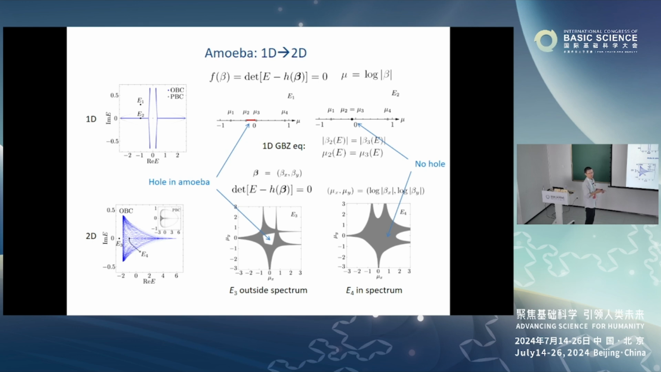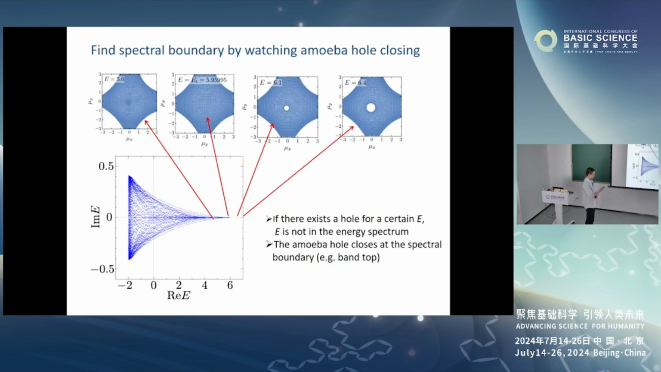It's not answered in this slide, but let's go ahead. And then let's show the application of this observation. This observation helps us to calculate the energy spectrum very precisely. For example, we can tune the E along this real axis. So we can observe when the hole of the amoeba closes.